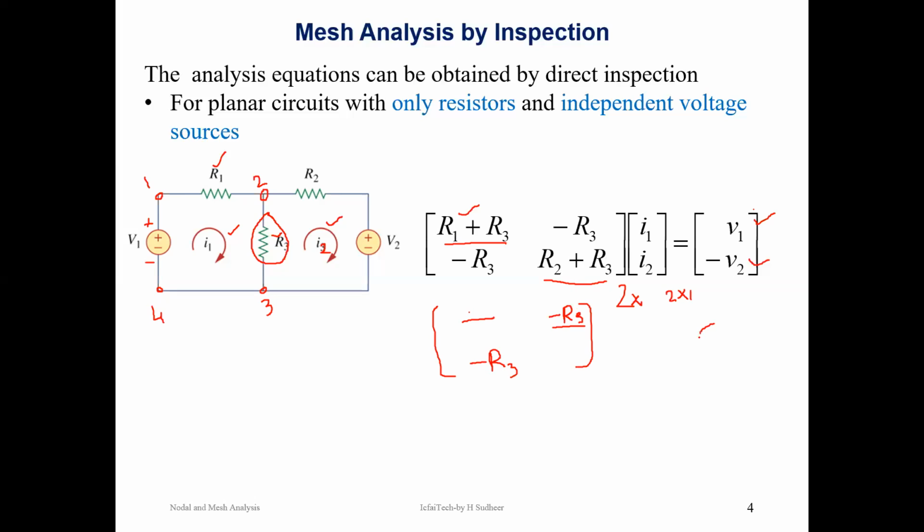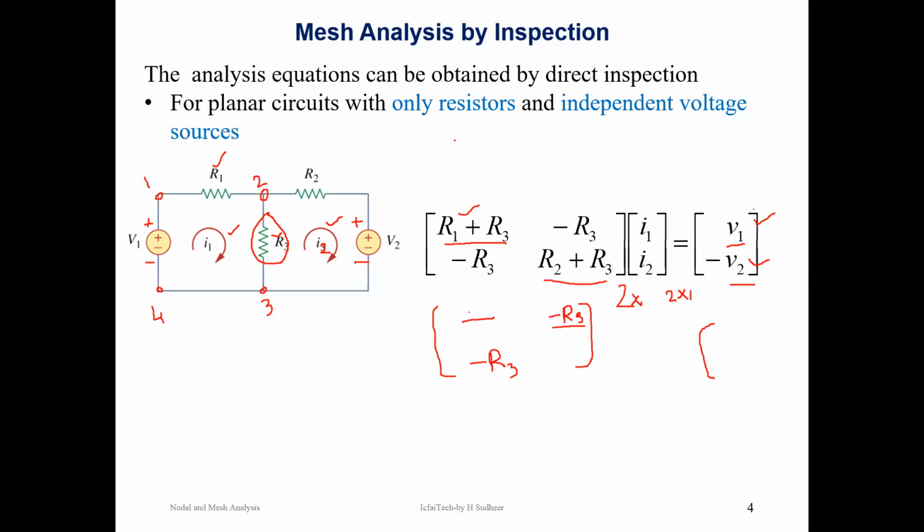And coming to B matrix, when you travel through mesh 1, you are touching minus to plus. So it is minus V1. When you transfer the minus V1 to the right hand side, it will become plus V1. If you travel through mesh 2, you are touching plus to minus of V2. So it is plus V2, and when you move this V2 to the right hand side, it is going to become minus V2. In this way, we can write down the final mesh equations.